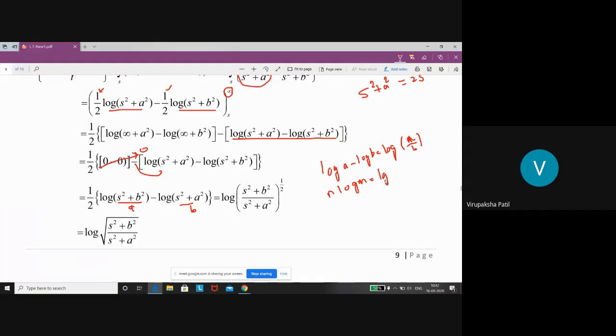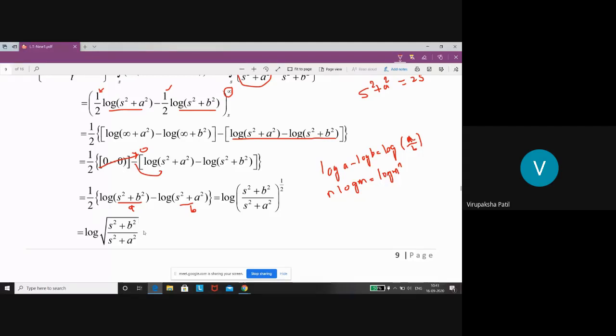Sorry, just 1 minute. Log. Okay, so using that, this raised to 1 by 2 means you can write log of root of s square plus b square.